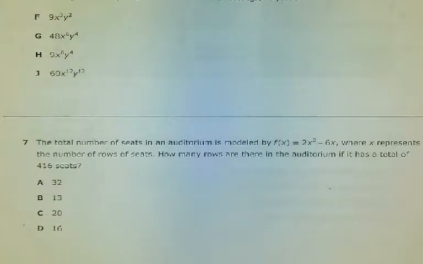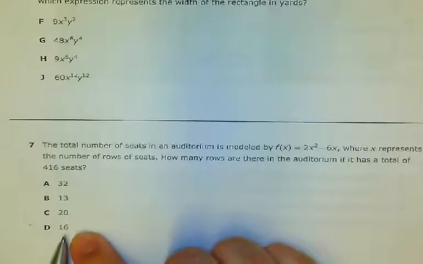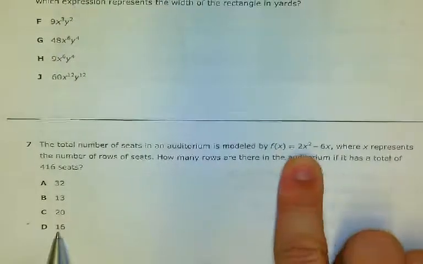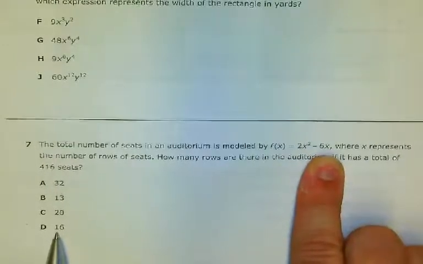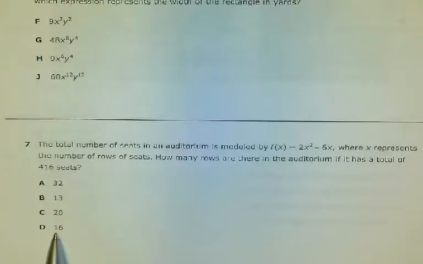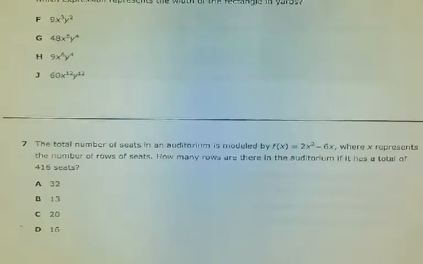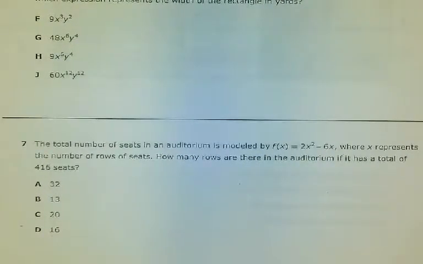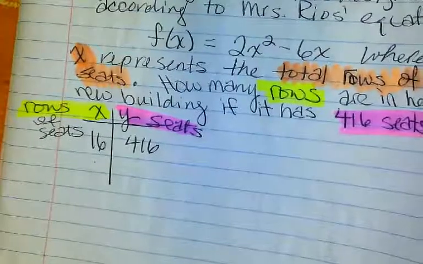If your calculator blew up right in front of you, all you would have to do is take 16 and put it in here for X and solve it out. It should equal 416 seats. And then that's how you know it's the right answer. So you can go forwards or backwards if you like. All right, while we're waiting for other folks to catch up on the notes, I'm going to pause here, and then we'll take our second break. Okay?